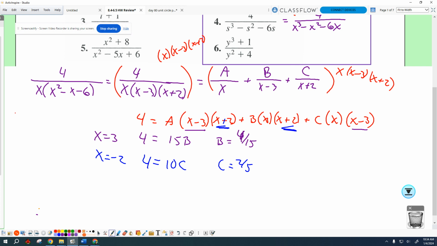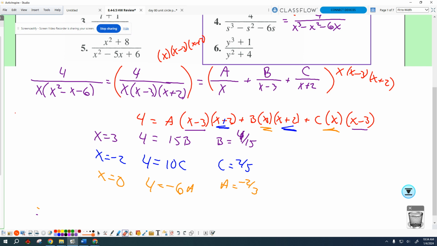Caitlin, how do we do the last one? I do x equals 0. Everybody has to pick the hard ones first. Okay. Yeah, and then I got negative 6 times this one. So A is negative 2/3. Remember this stuff, partial fractions. So, all right.